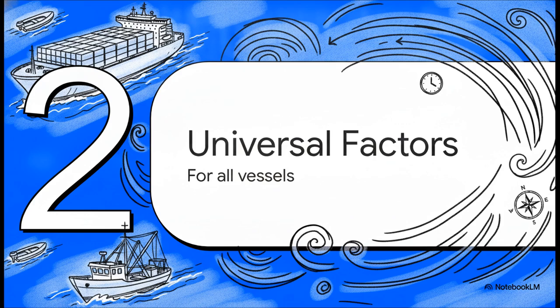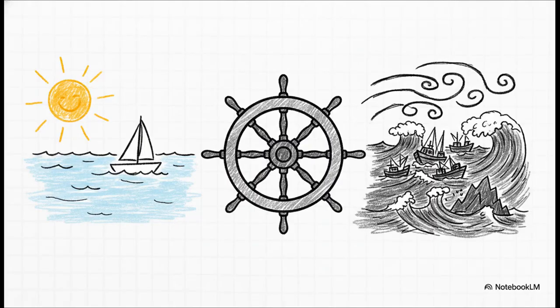Which brings us to Part 2, universal factors. These are the variables every single vessel on the water must constantly evaluate. To manage the sheer complexity of avoiding a collision, Rule 6 gives us a very specific checklist. I want you to put yourself at the helm right now. Look at the unpredictable physical world around you. According to the rule, you have to account for the state of visibility. Is it a perfectly clear, sunny day, or is a dense fog bank suddenly rolling in?